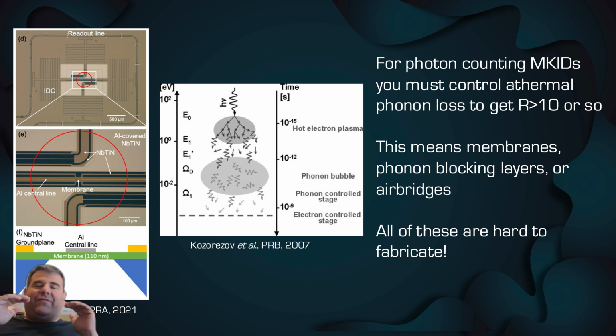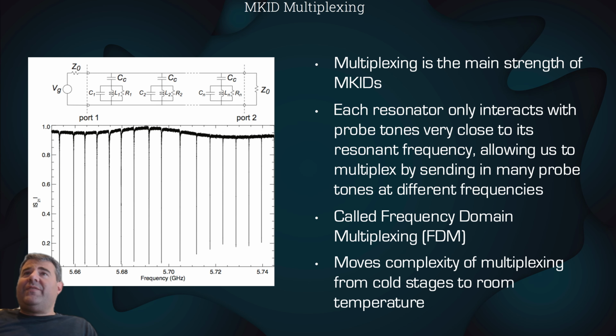So we have to spend a lot of effort trying to keep all the energy in the superconducting layer. The real strength of MKIDs is their multiplexing. Multiplexing is the thing that really distinguishes them from other technologies that can detect single photons.